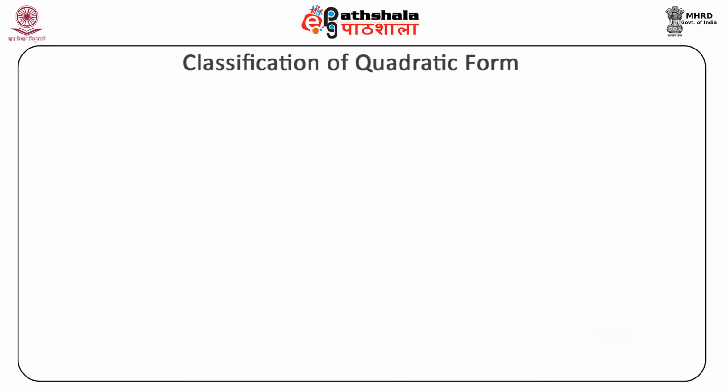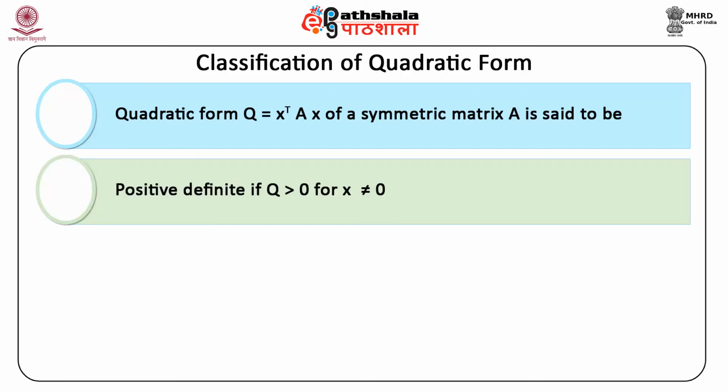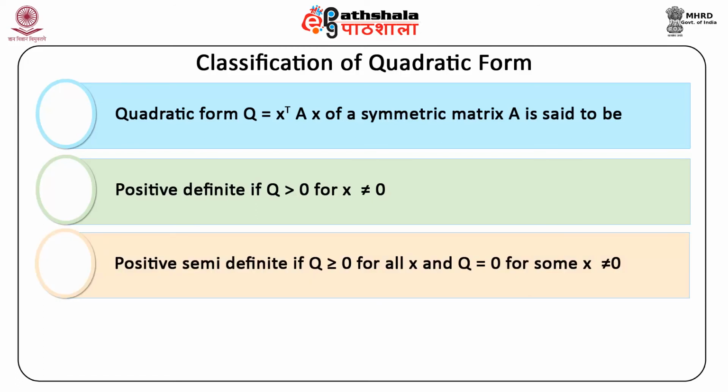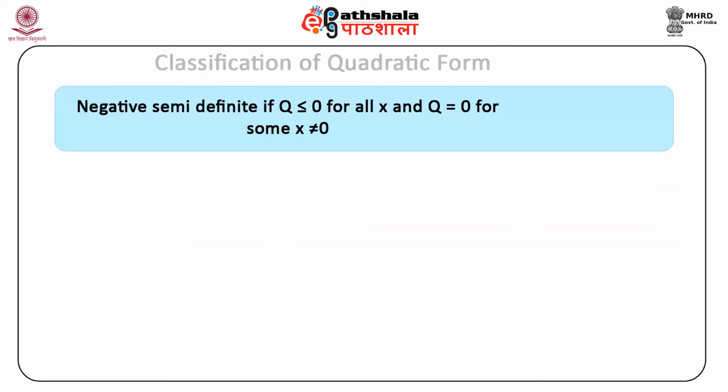Finally, we will understand classification of quadratic form. A quadratic form Q equal to x t A x of a symmetric matrix A is said to be positive definite if Q is greater than 0 for x not equal to 0, positive semi-definite if Q is greater than or equal to 0 for all x and Q equal to 0 for some x not equal to 0, negative definite if 0 is greater than Q for all x not equal to 0, negative semi-definite if Q is less than or equal to 0 for all x and Q is equal to 0 for some x not equal to 0.